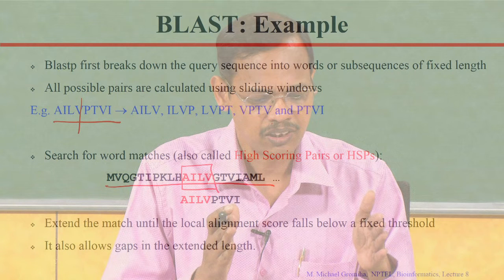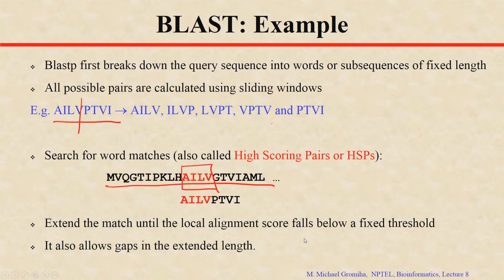Then we extend the match further and see how long you can extend it while the sequence remains an exact match. Once it fails, you stop there. This gives you the high scoring pairs: how many times you can have exact matches between the query sequence and the target sequence.